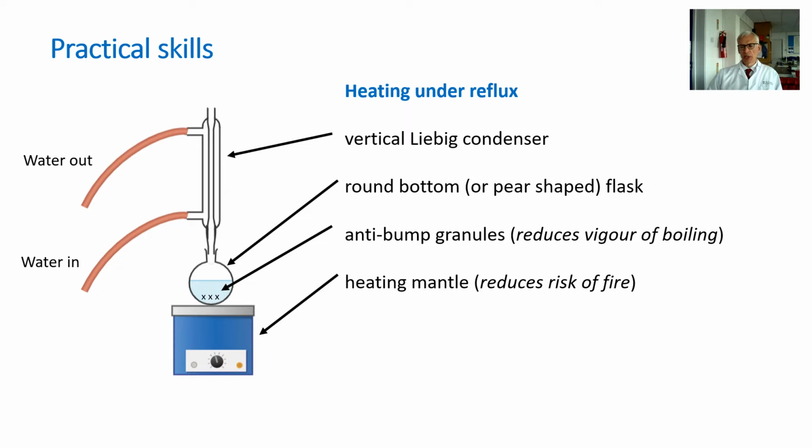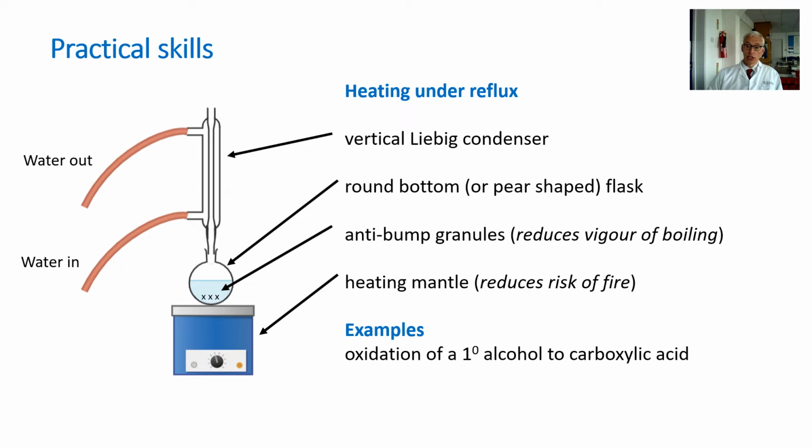So could you think of some examples of syntheses which you have undertaken and which have used the reflux arrangement? Think about it, pause the video, think about it, write a list. Okay, so the examples that you are expected to recall would be the oxidation of primary alcohols to carboxylic acid and the dehydration of cyclohexanol to cyclohexene.